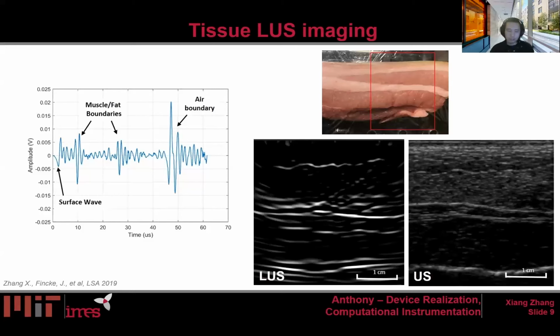On the left is a linear scan on the tissue surface, and on the right is image taken using a GE Logic E9 system. As you can see, similar structures can be seen in both. So the first reflection from the muscle and fat boundaries, and then the deeper reflections from the second boundary, and then the strong reflector from the air surface.